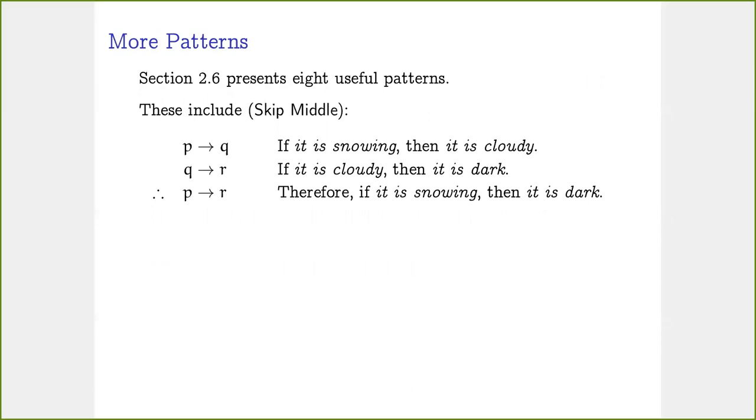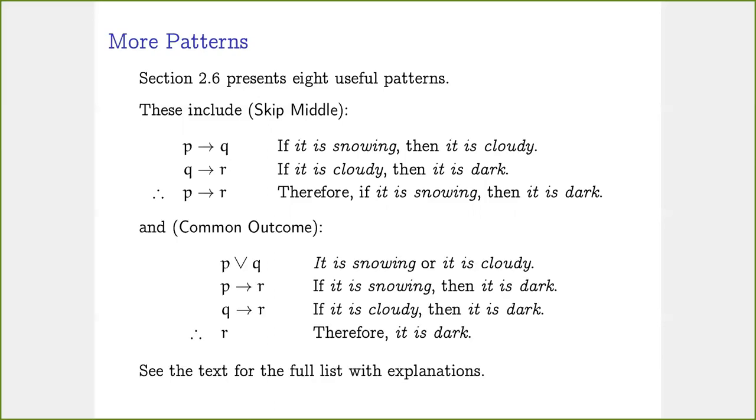Okay, here it is concretely. The first premise is, if it is snowing, then it's cloudy. If it is cloudy, then it's dark. Let's say you know those two things. Then you also know, if it's snowing, then it is dark.